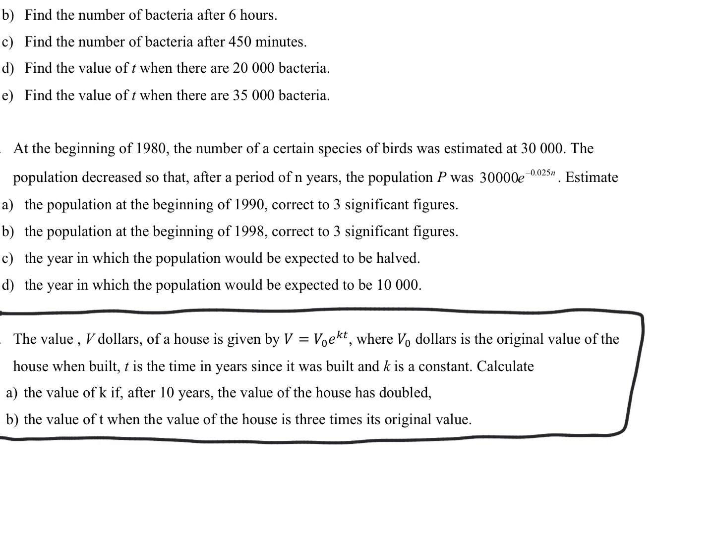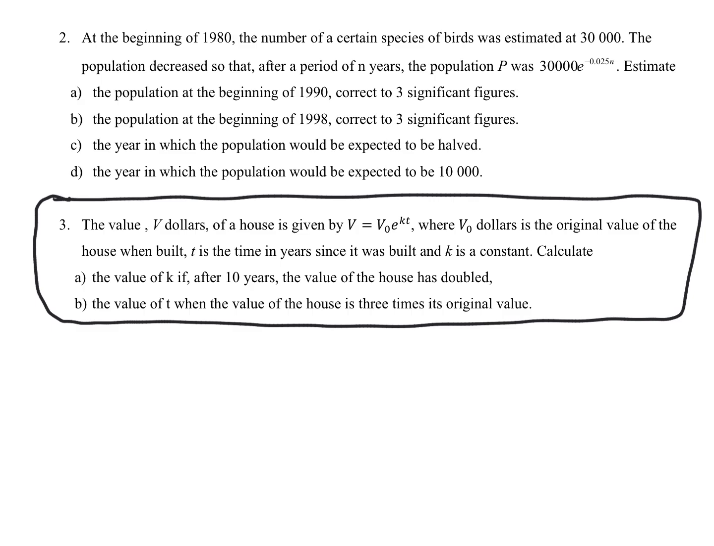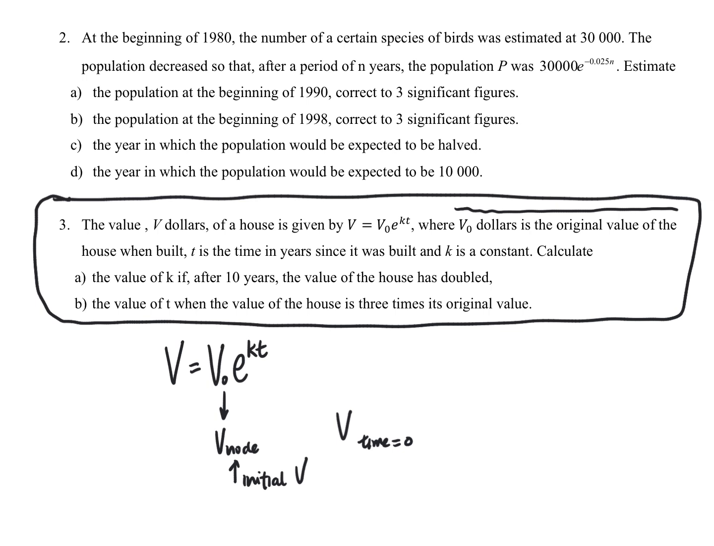Let's just practice some. Okay, so V is the value of a house. This is called V node. Node just means initial: initial V, V at time 0. There are a lot of terms to represent this V naught, but it is the initial value of V. It's just a constant value, the original value of the house. So don't be scared by the subscript 0, it's just a symbol.